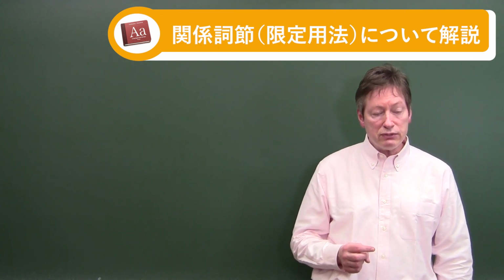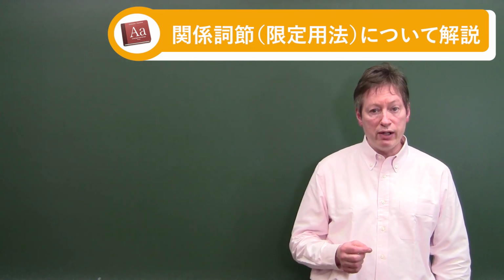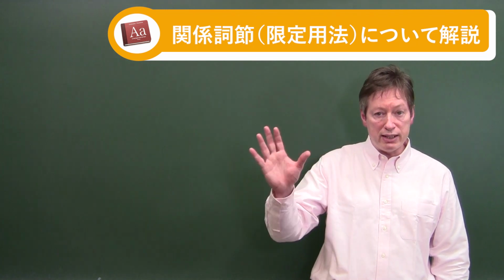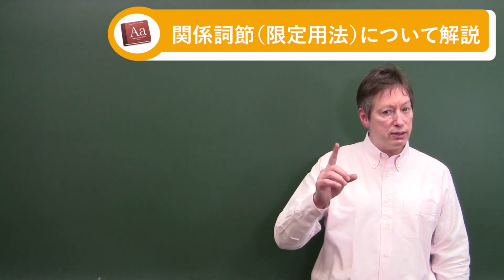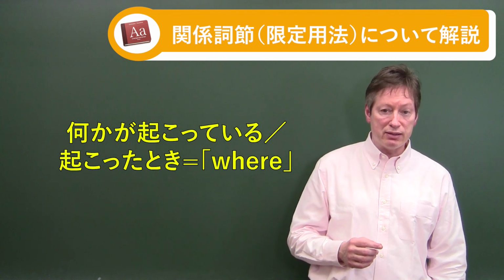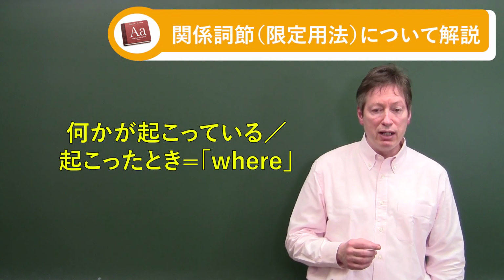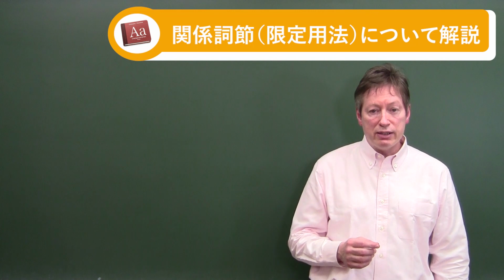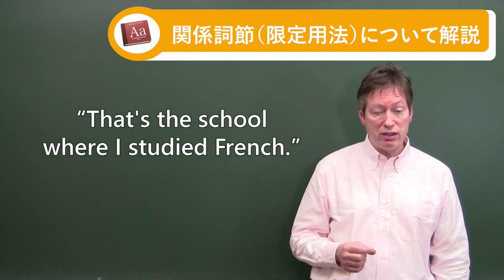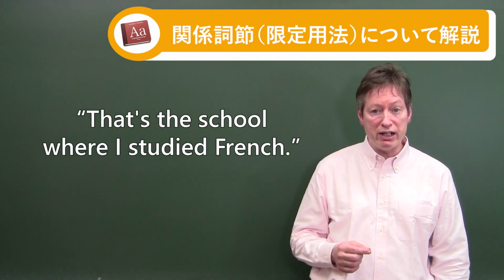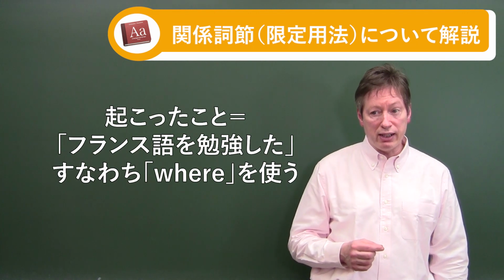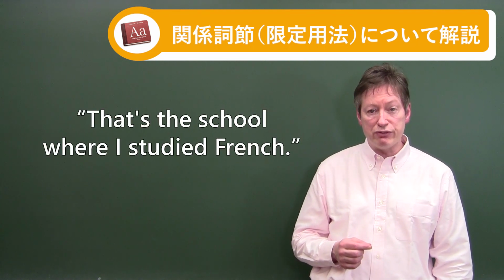Next up, I'm using where. Now, you may see or hear that place equals where, but not always. Let me get to where as the idea that something happens, something is happening, or something happened. We want to use where, okay? So for example, that's the school where I studied French. The happening event there is studying French, so I use where in that case. That's the school where I studied French.